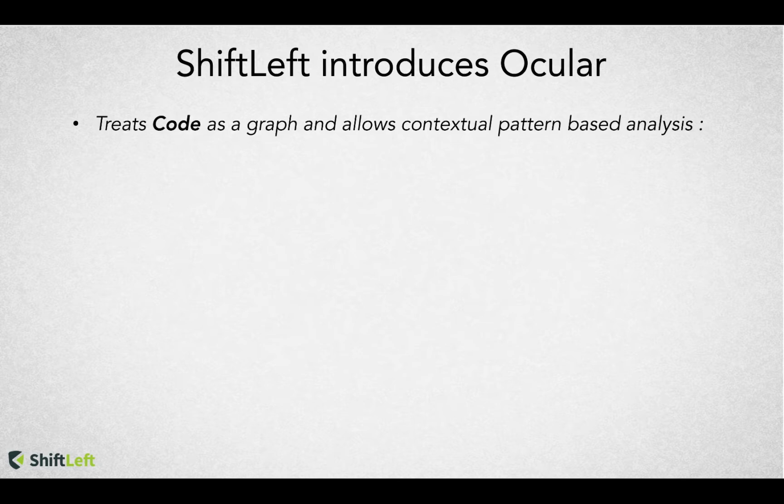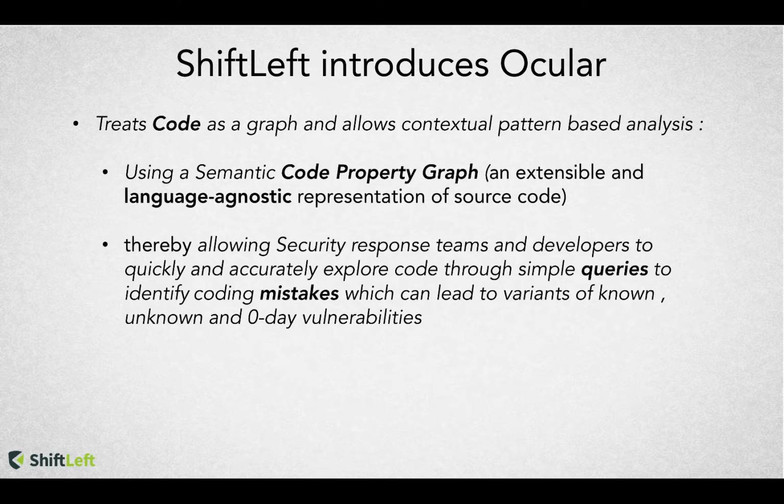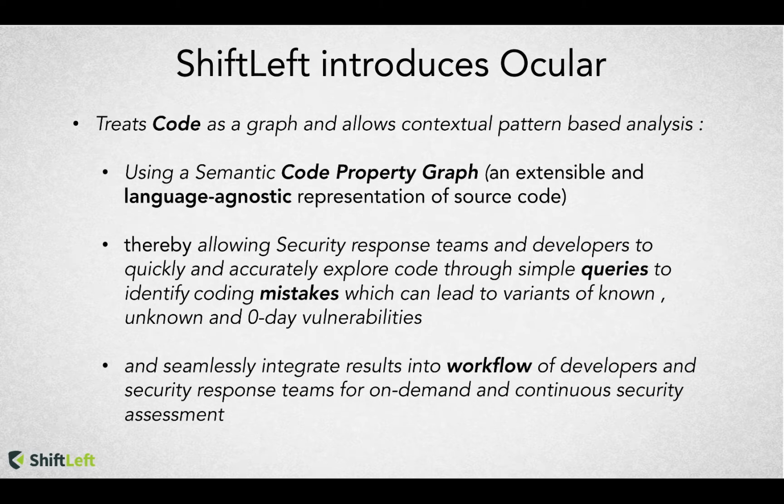ShiftLeft introduces Ocular. Ocular treats code as a graph and allows contextual pattern-based analysis using semantic code property graph, which is an extensible and language-agnostic representation of source code, thereby allowing security response teams and developers to quickly and accurately explore code through simple queries to identify coding mistakes, which can lead to variants of known, unknown, and zero-day vulnerabilities, and seamlessly integrate results into workflow of developers and security response teams for on-demand and continuous security assessment.